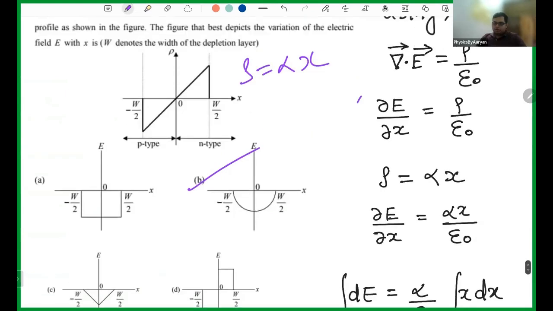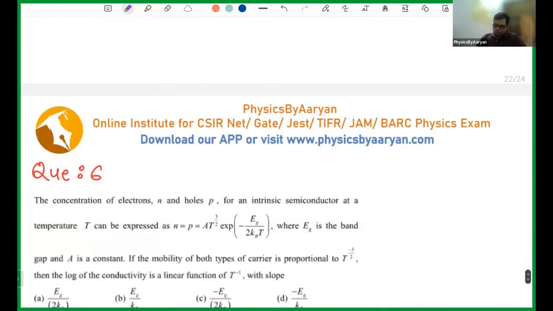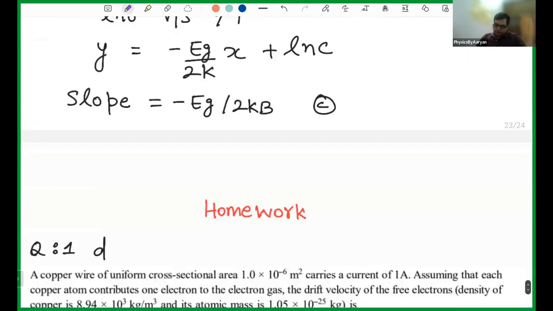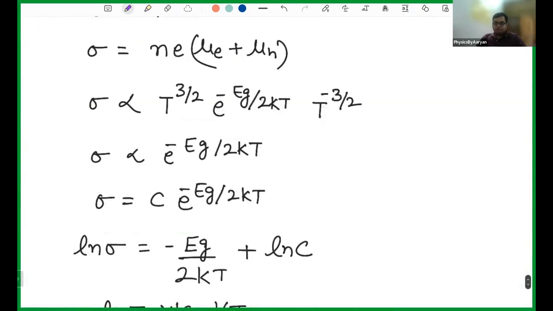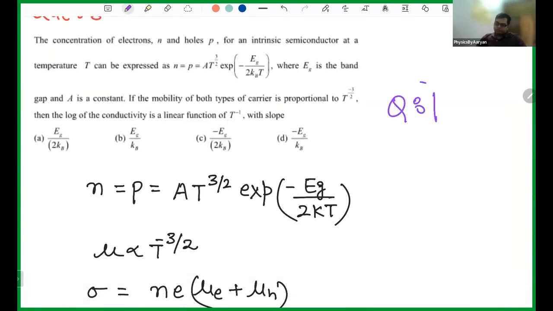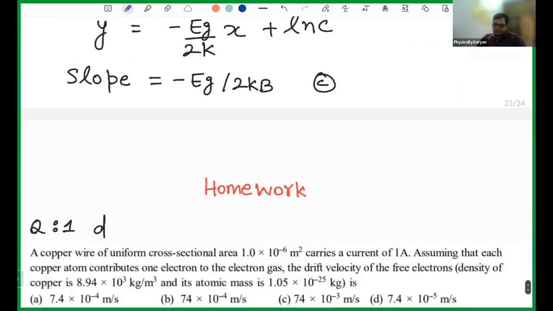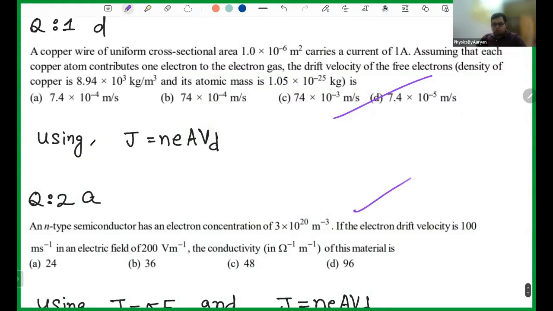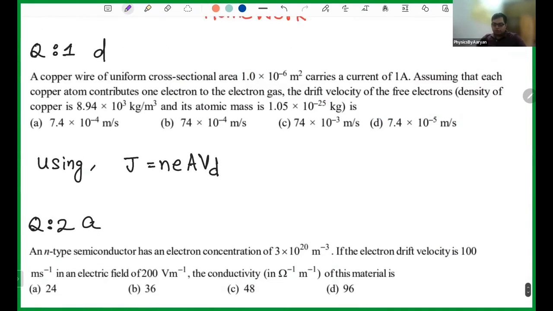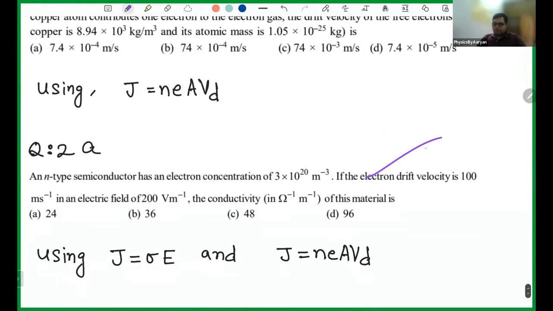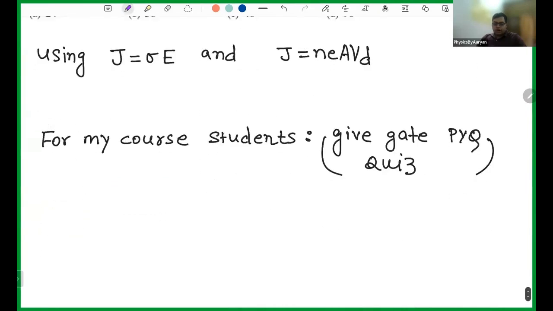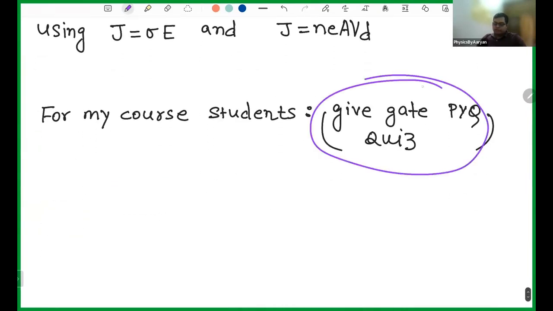Okay. Now there is homework for you. One is this question, and I am using the same formula as question number 1. Whatever I did in question 1, you have to do the same here and solve this problem. And these are the two homework problems for those students who are not part of my course. If you are not part of the course and still want homework, try these two problems. For the students who are already part of my course, your homework is to complete the GATE PYQ quiz.